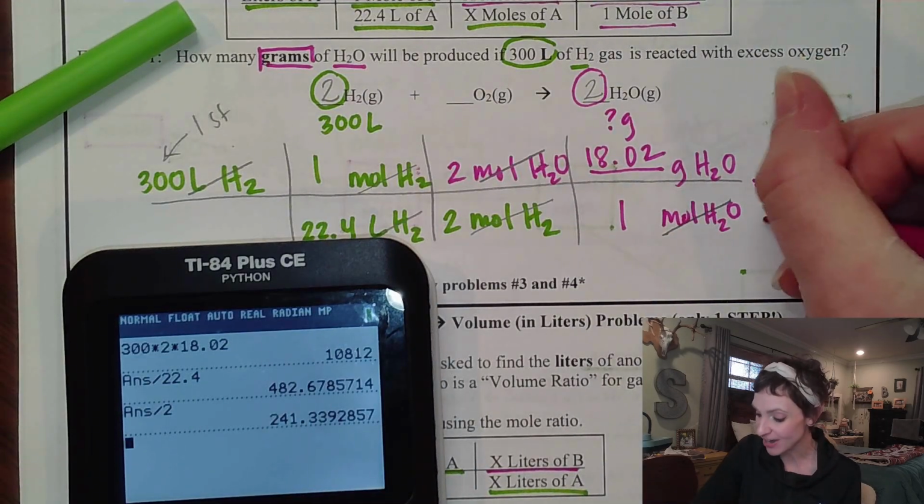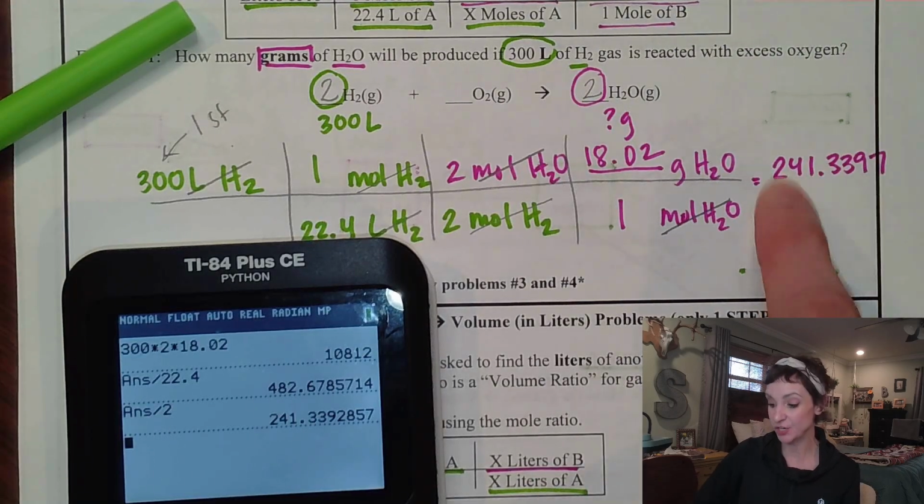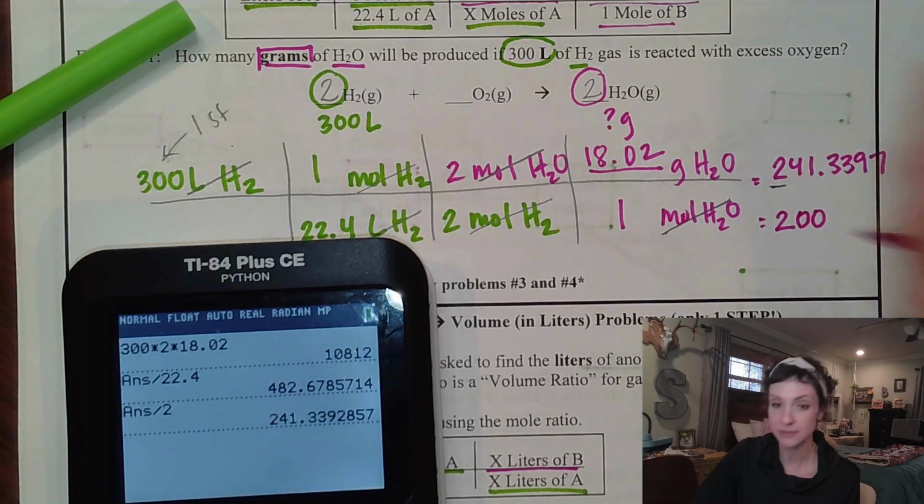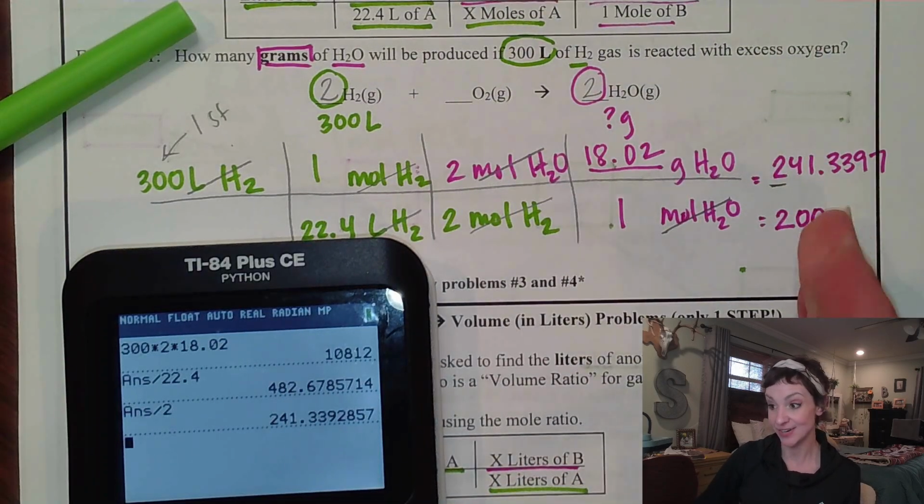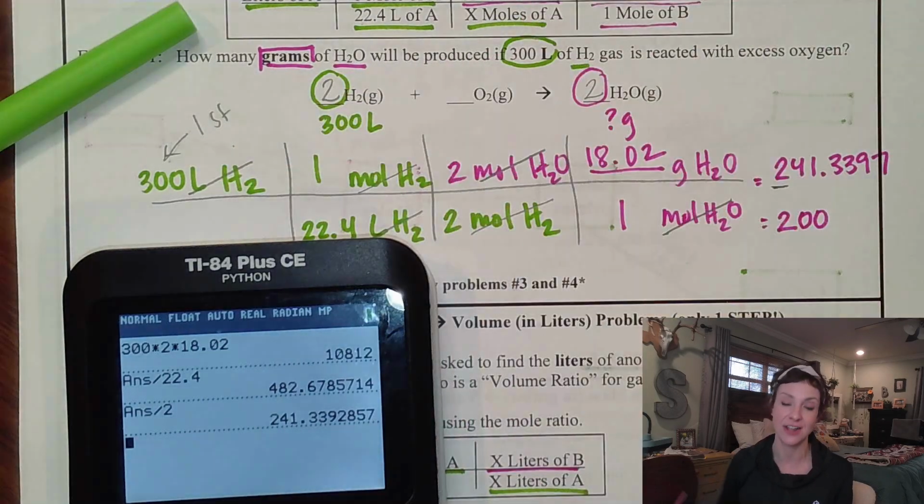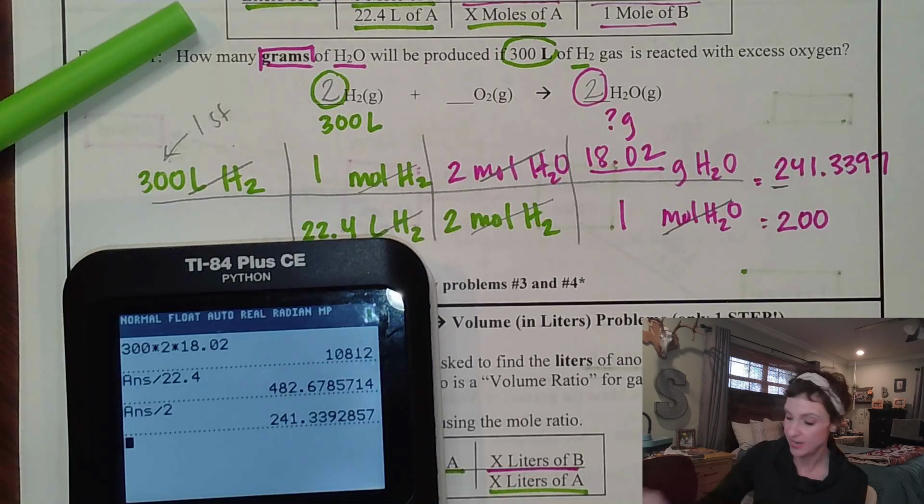But my answer is not 2. I need to make sure that 2, which is in the hundreds place, stays in the hundreds place by putting some zeros. And once again, those zeros are not significant because there's not a decimal in the number, just like what my given information showed me.